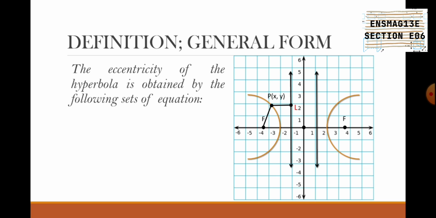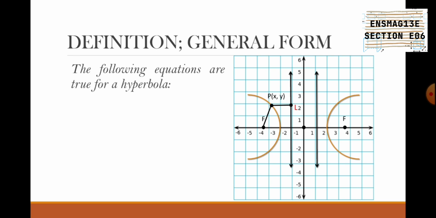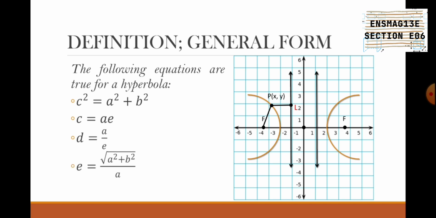The eccentricity of the hyperbola is obtained by the following set of equations. c over a is equal to e. a over d is equal to e. The following equations are true for a hyperbola. c squared is equal to a squared plus b squared. c is equal to ae. d is equal to a over e. And e is equal to the square root of a squared plus b squared over a.